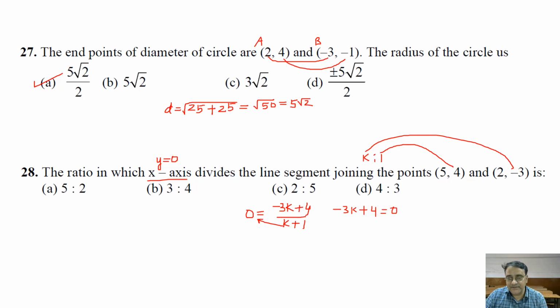So what is the value of k? 4 by 3. Right. So which option is the correct one? Option D. Right. Any doubt here? No, sir. Right. So now we are moving toward question number 29.